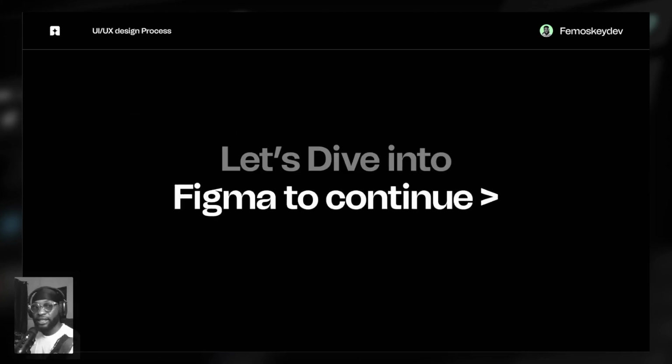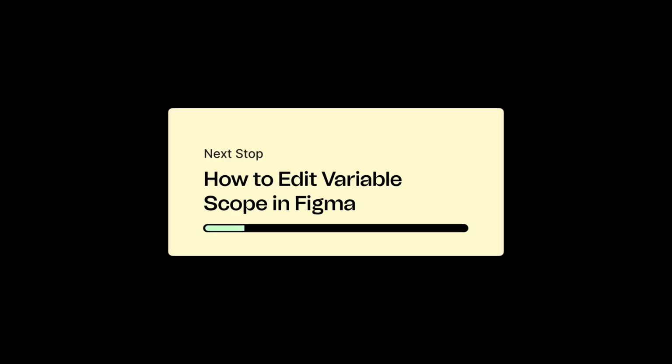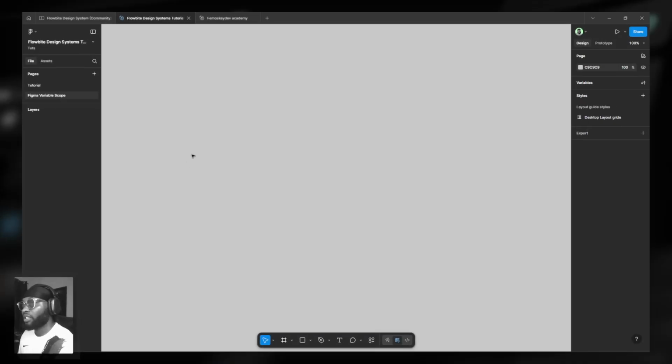So let's dive right into Figma and see how it works. All right, here in Figma, the first thing I'm going to do is create my own variables. I'm going to be creating color variables, a string variable, and also a number variable. Note that these are the only variables whose scope you can edit and play around with in Figma. So let's create our first variable.